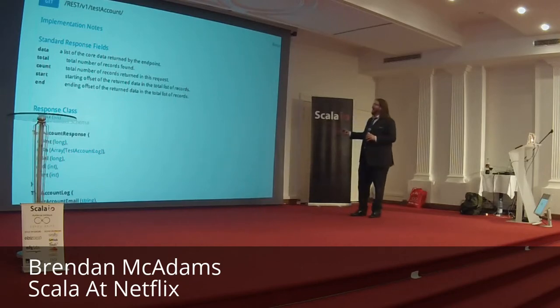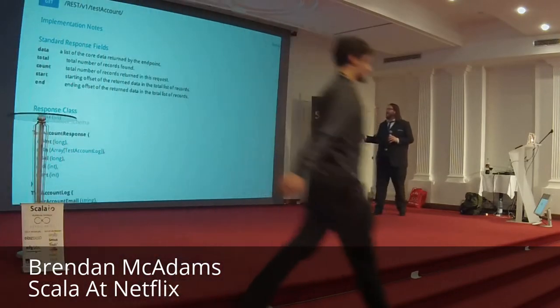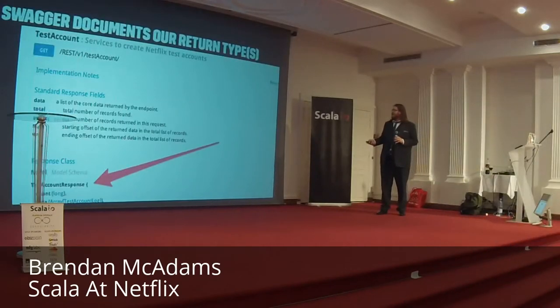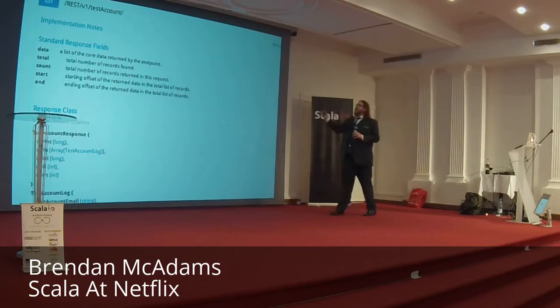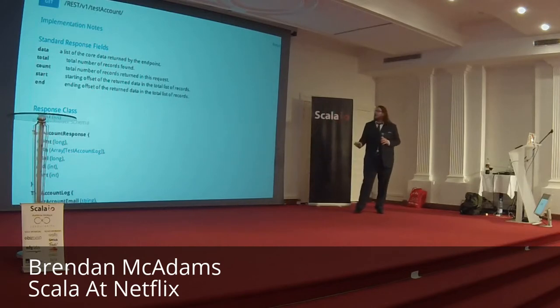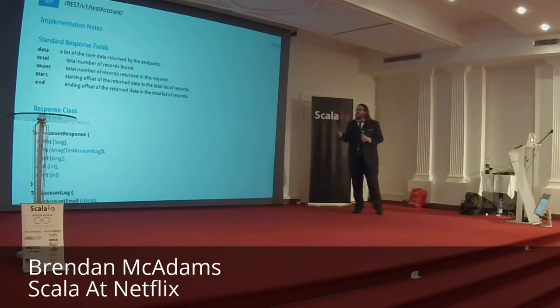So this is a look at breaking down a... actually, I don't know if we may cut off the bottom still here. We'll have to play with this. Opening up the output of the Swagger documentation. So in this case, the full URL is there. It's /rest/v1/test account, and this is the getter.